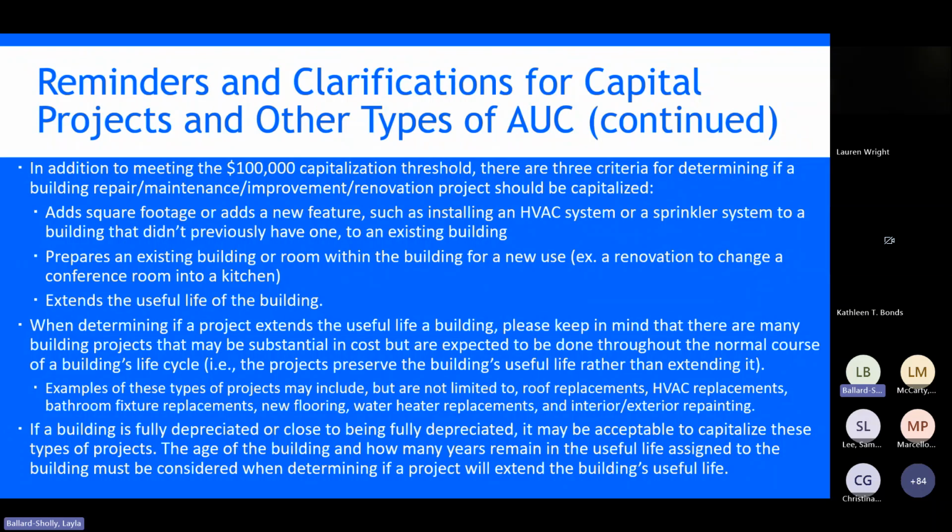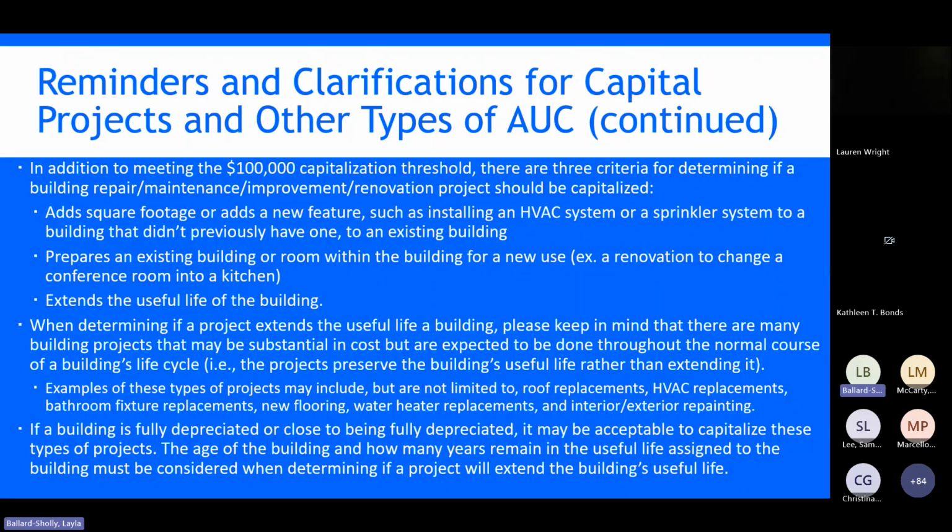If you prepare an existing building or room within the building for new use, maybe you have a conference room that you decide to convert into a kitchen, you would capitalize that. Or if you have something that extends the useful life of the building, and I'll add that it really should be extending the useful life of the building significantly. Sometimes that can be really hard to determine because a lot of things are just going into a part of the building and don't really affect the entire building. But that is one of the criteria.